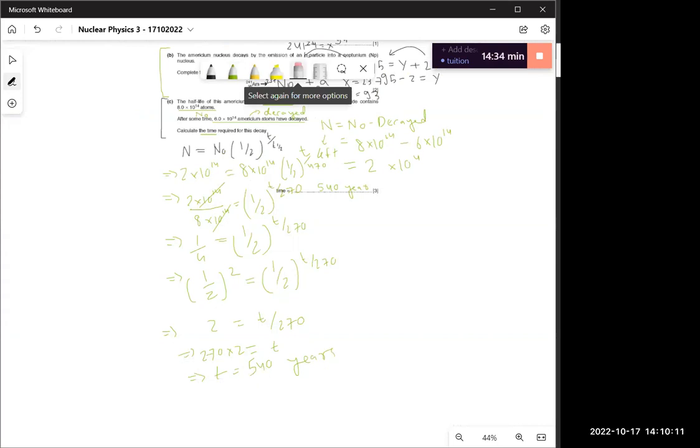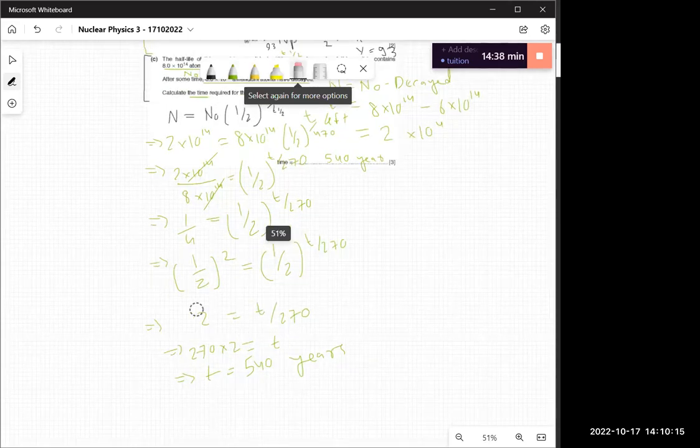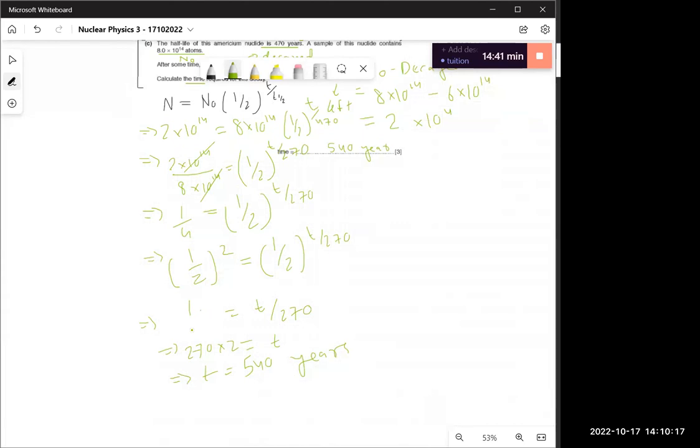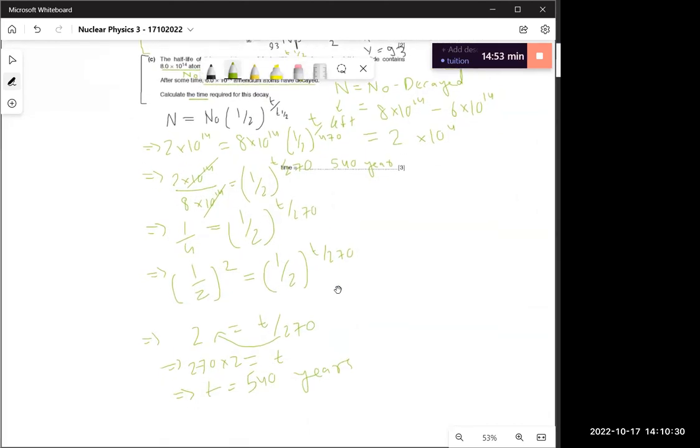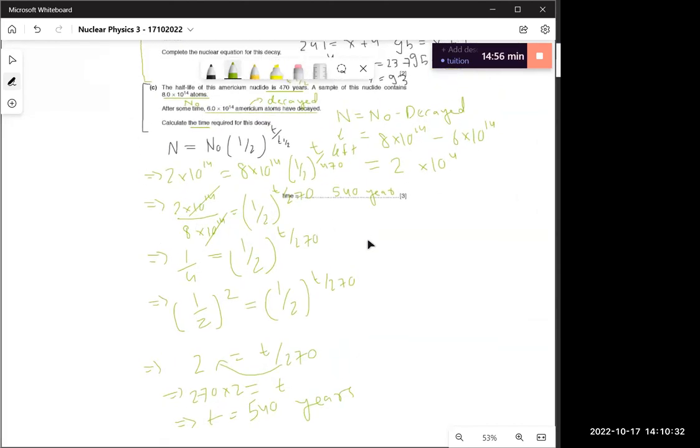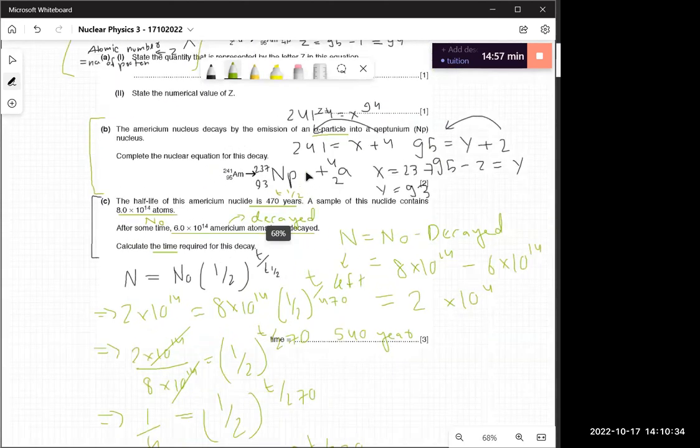Wait, don't you do the half of T? So 470 divided into half. Well, yeah, actually this is wrong, by the way. This has to be half. This 470 has to be 2. Then this goes up. So 470 times 2. How did you get 270? How did I get 270? That's given in the... oh, it's not 270, it's 470.